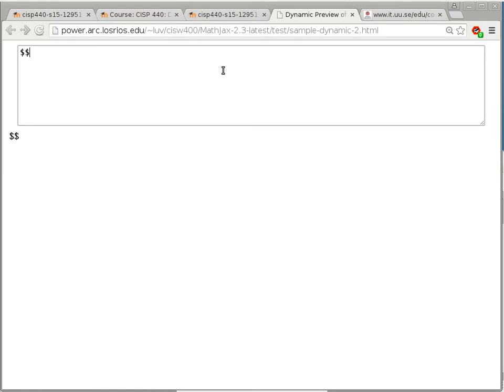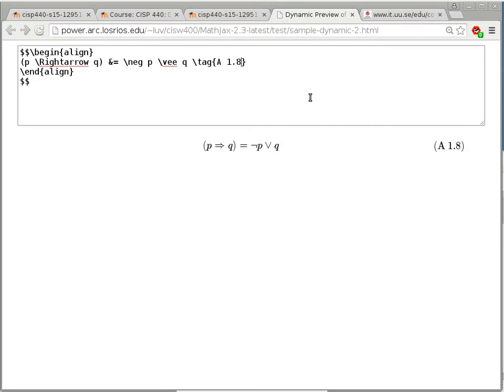So what I'll do is the same stuff as before. Begin, align. This basically sets up the environment to display multiple lines of equations and make everything line up. So what we have to begin with is P implies Q. That's what we are starting out with. And using axiom 1.8, we know that this is really saying the same thing as the negation of P or Q without any negation. And we'll use the tag ability to say this is from axiom 1.8.